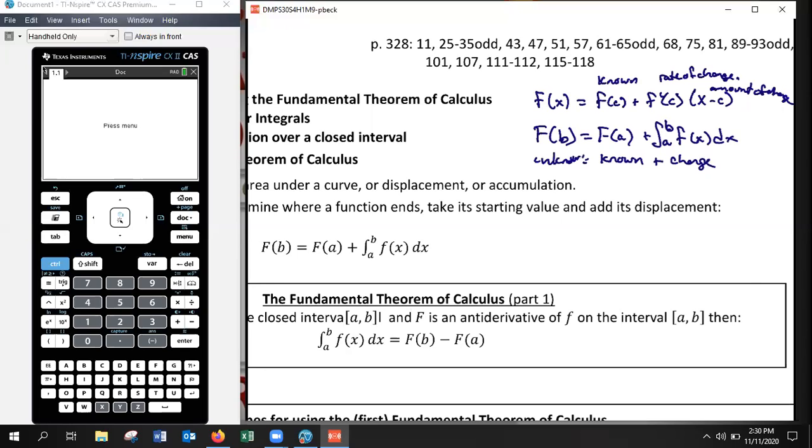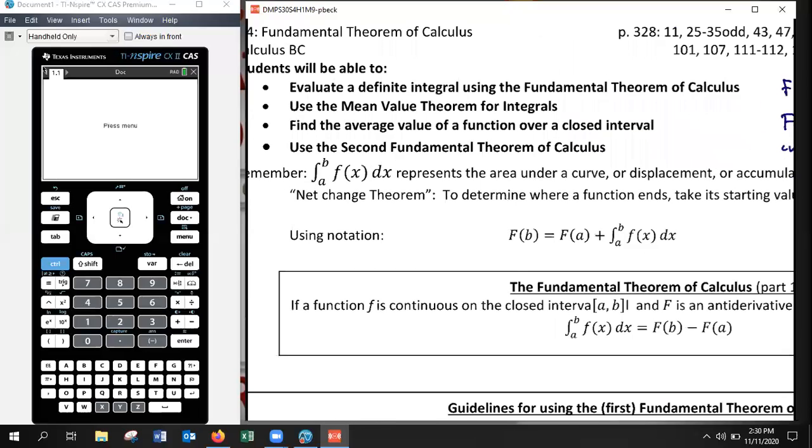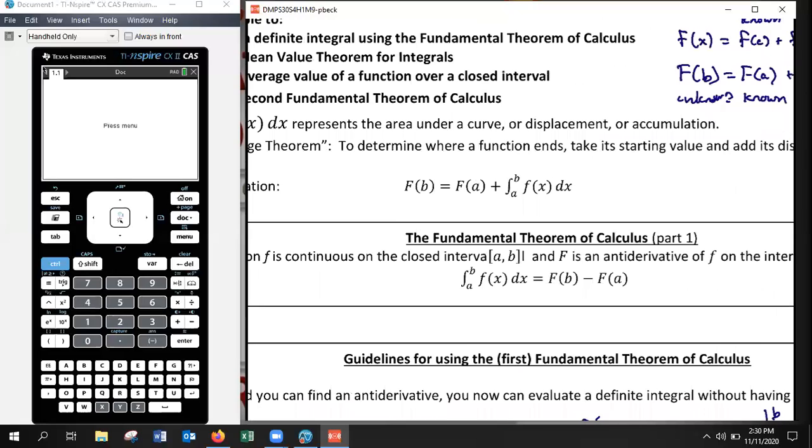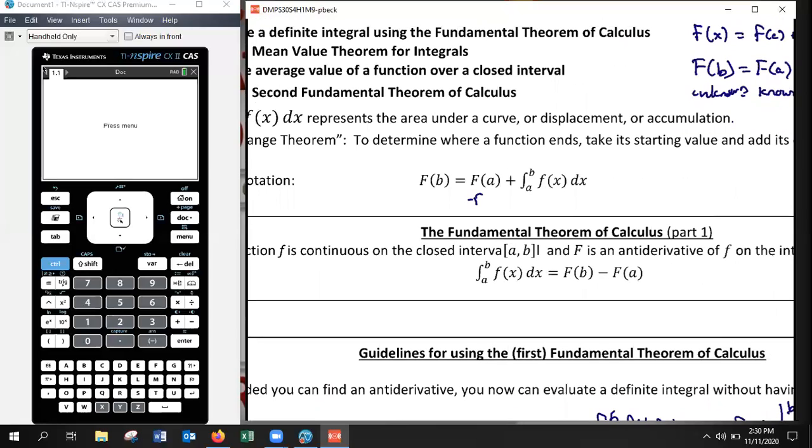This is known as the net change theorem. Net change theorem is pretty much what I just described for you. But if we do some quick algebra, if we subtract f of a from both sides, what we end up with is something called the fundamental theorem of calculus. So what does this mean?